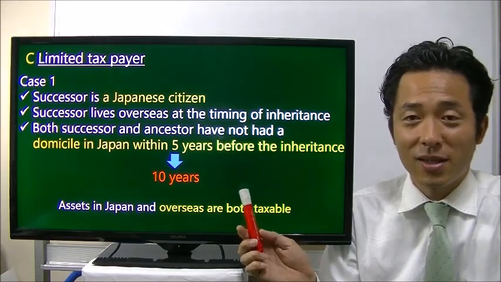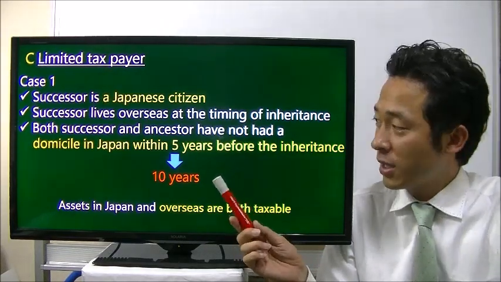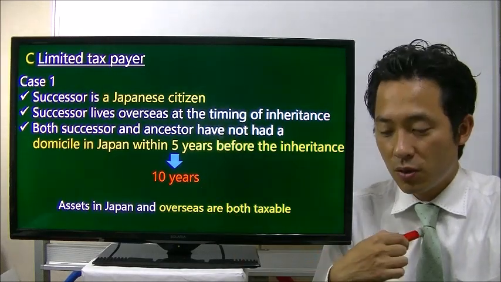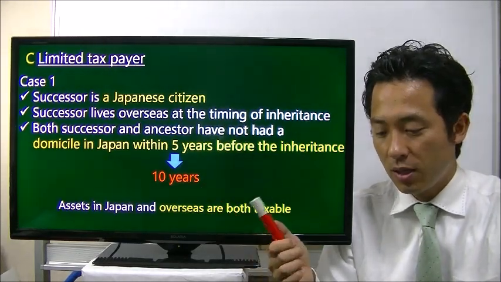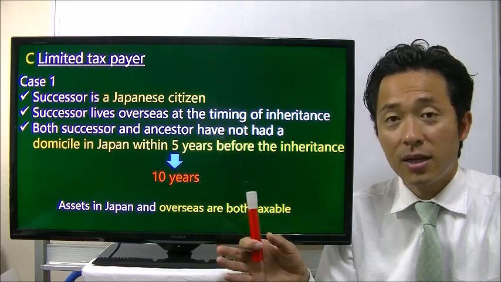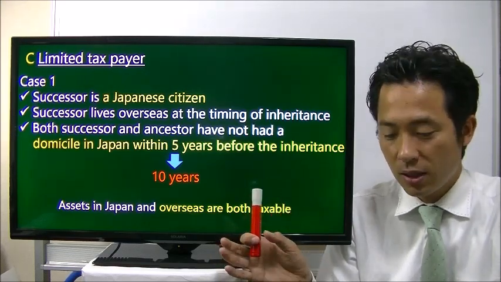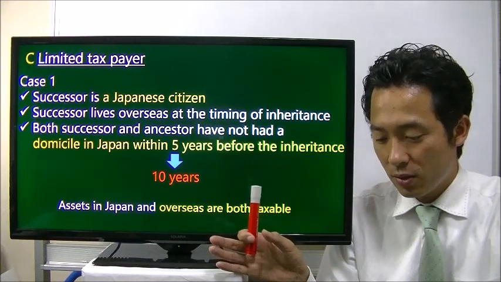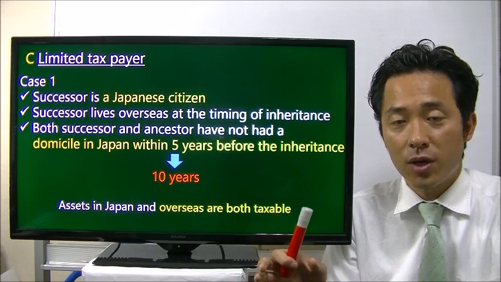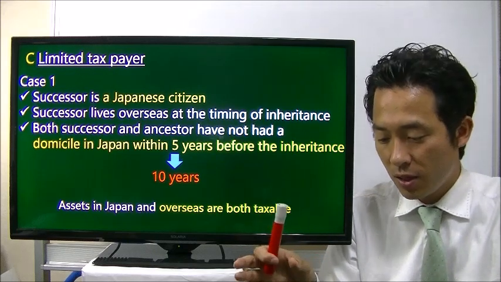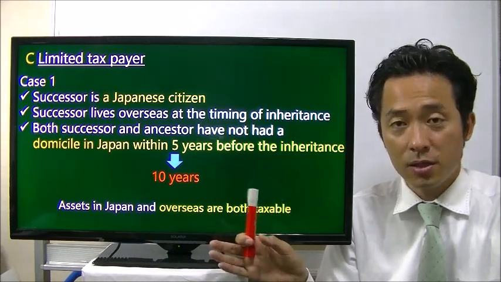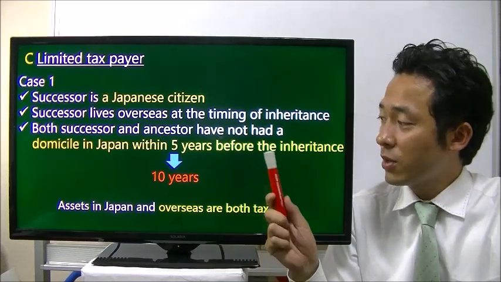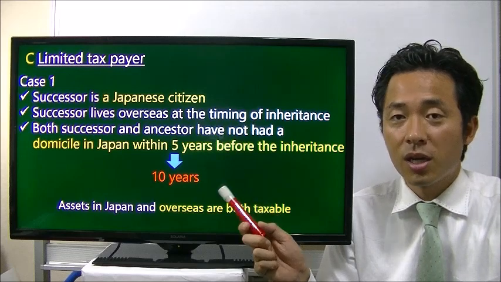So what changes? The period is extended from 5 years to 10 years. So in case you are Japanese and living overseas at the time of the inheritance, and both successor and ancestor have not had an address in Japan within 5 years before the inheritance, you didn't have to pay the tax on overseas assets. But now it has changed to 10 years, so it becomes more strict.